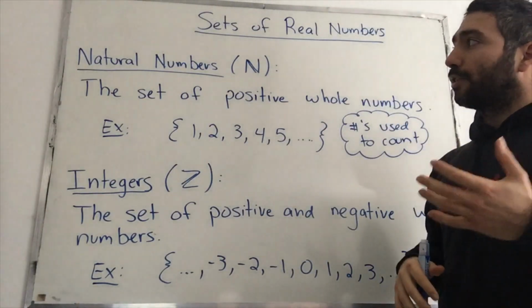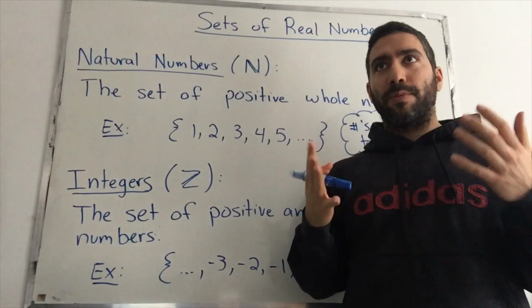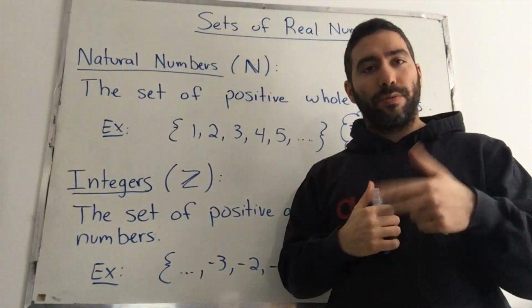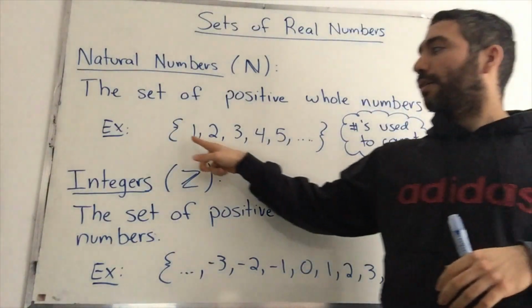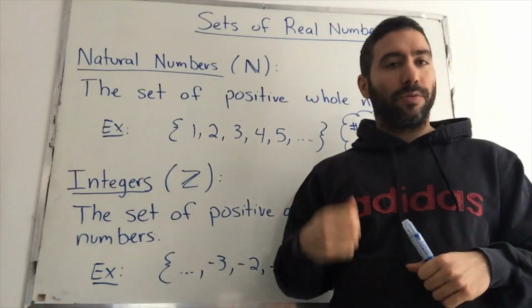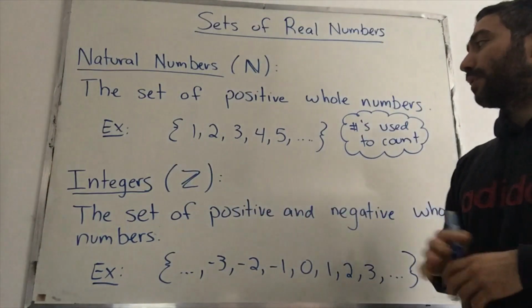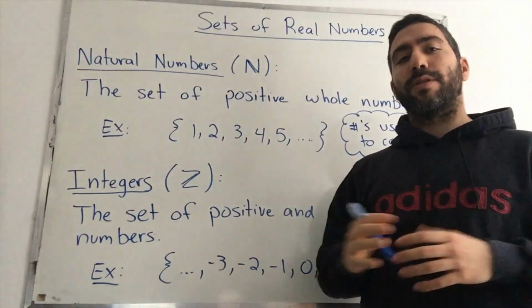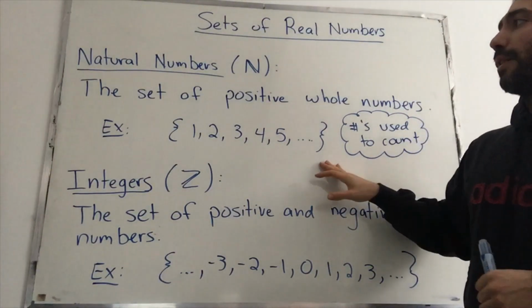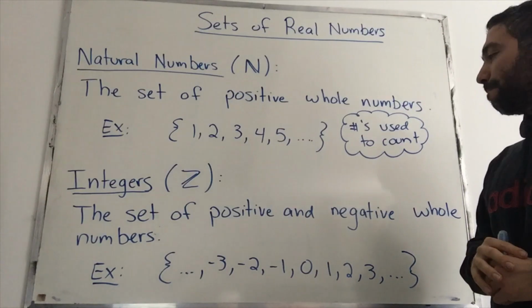So think of the natural numbers as a set of numbers which you count with. So 1, 2, 3, 4, 5. Notice that it does not include 0, because when you count, you don't start with 0, 1, 2, 3, 4. You start with 1, 2, 3, 4, 5, 6, 7. So it's all the positive whole numbers. So that's the first set, the set of natural numbers.